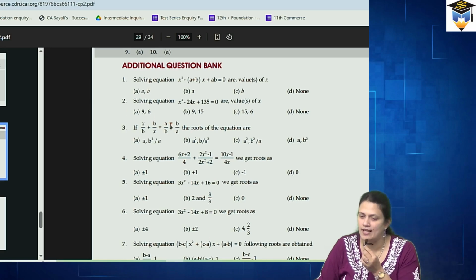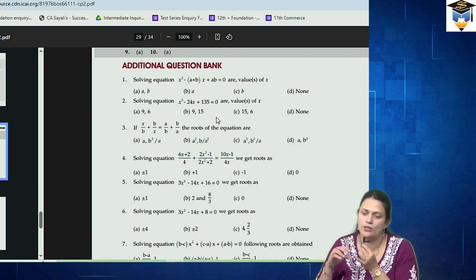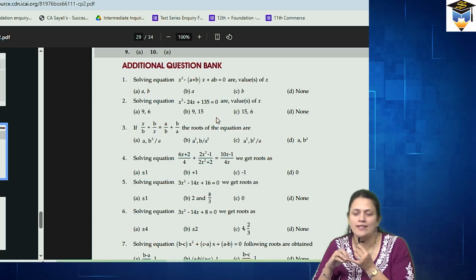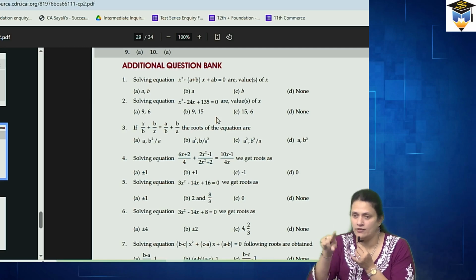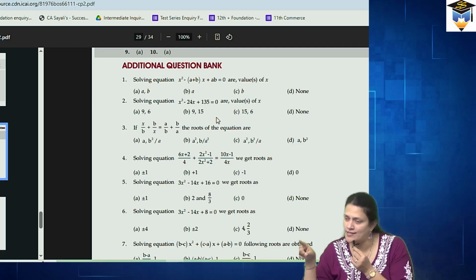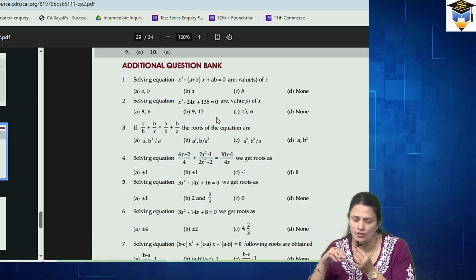If you see the next sum, solving the equation x square minus 24x plus 135 is equal to 0. Values of x are, okay. So try on the calculator, you will try 9, Bhavana will try 6 on the calculator, so that it will become easier for us to solve.